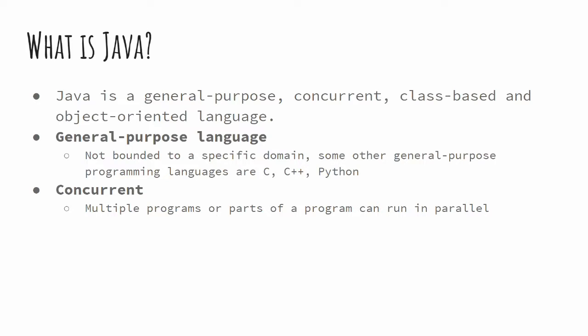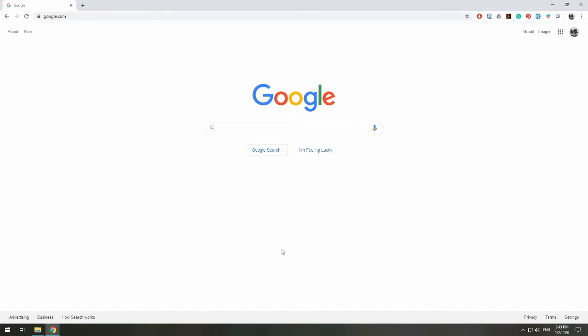Now, that's also true for us in order to write our code. So before we start programming, we need to download the necessary tools in order to build our Java applications. Let's download our Java Development Kit, or JDK for short.